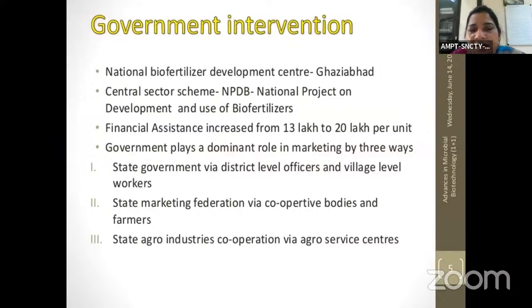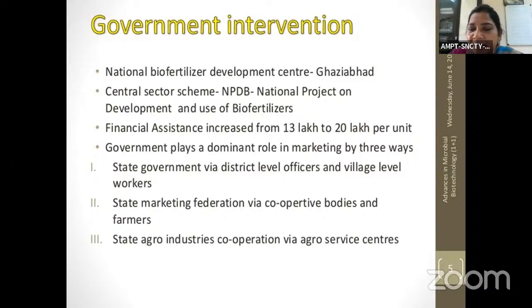The National Biofertilizer Development Centre, Ghaziabad, is doing intensive research in organic fertilization as well as biofertilizer production. Under the Central Sector Scheme, NPDB, the National Project on Development and Use of Biofertilizers, they are providing financial support to different states. The budget has been increased from 13 lakhs to 20 lakhs per production unit.